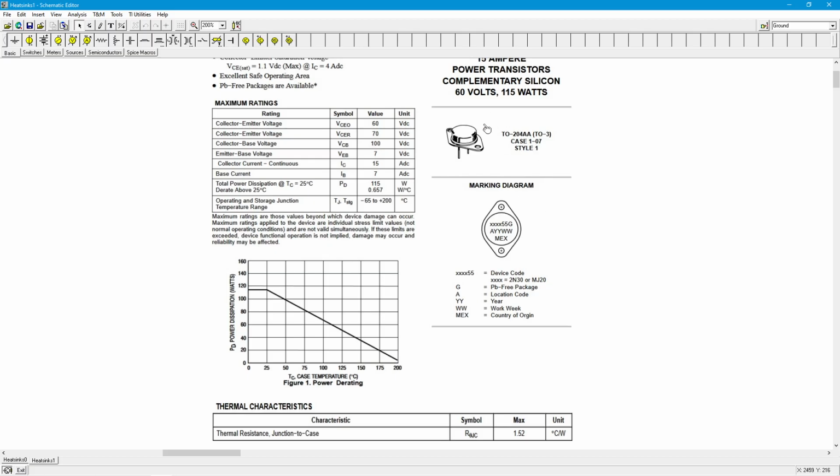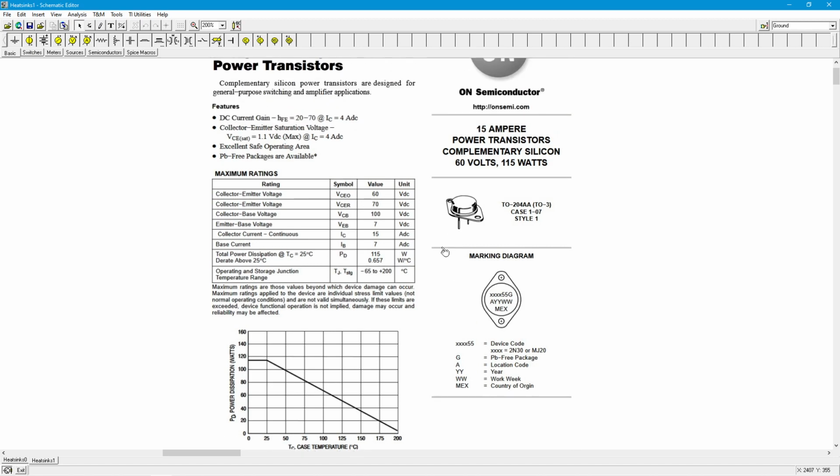Notice this is in a TO3 style case. There's only 2 leads here: an emitter lead and a base lead. The collector itself is the case. That's very important to remember. The case is the collector.